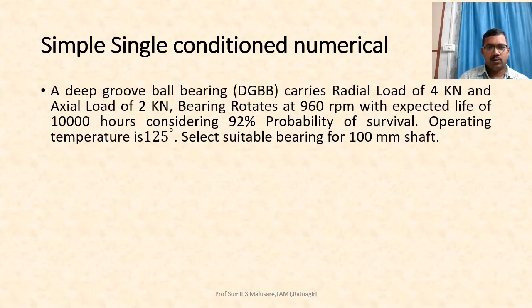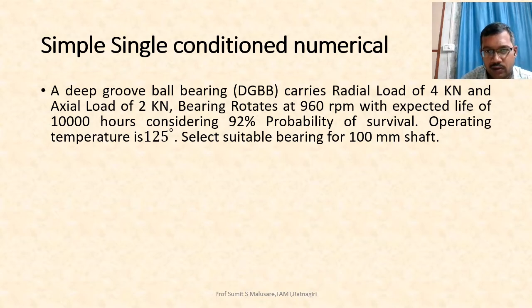Take an example: a deep groove ball bearing, that is called a DGBB, carries a radial load of 4 kilonewtons and axial load of 2 kilonewtons. The bearing rotates at 960 rpm with the expected life of 10,000 hours, considering 92% probability of survival. Operating temperature is 125 degrees. Select a suitable bearing for the shaft diameter of 100 mm. Now this is the data.